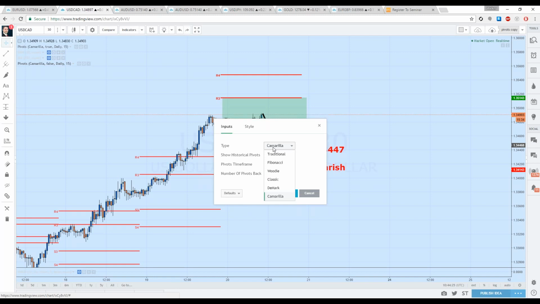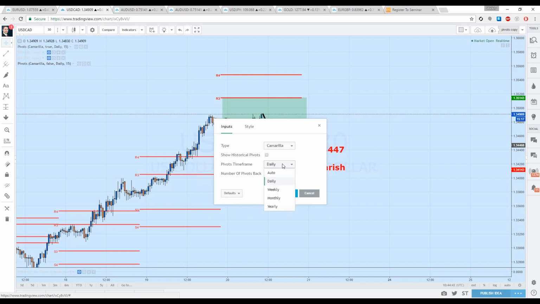Today, we're focusing on the Camarilla pivots. It's important to select it from the drop-down.